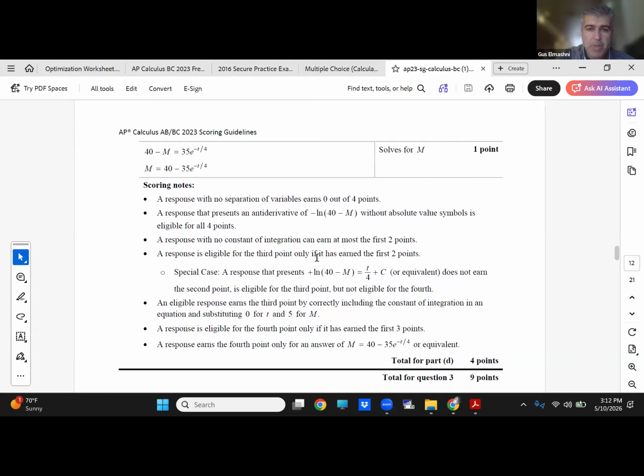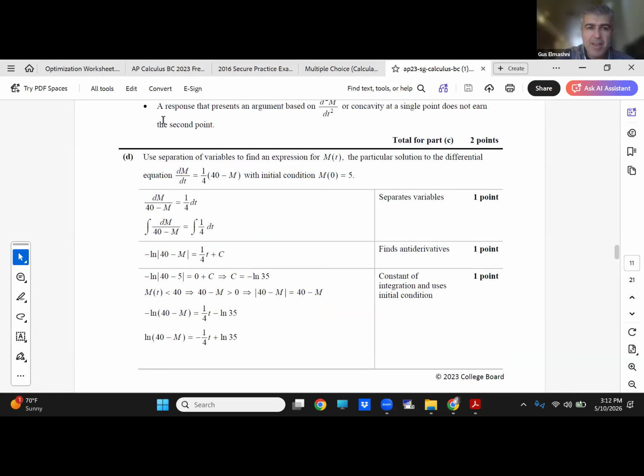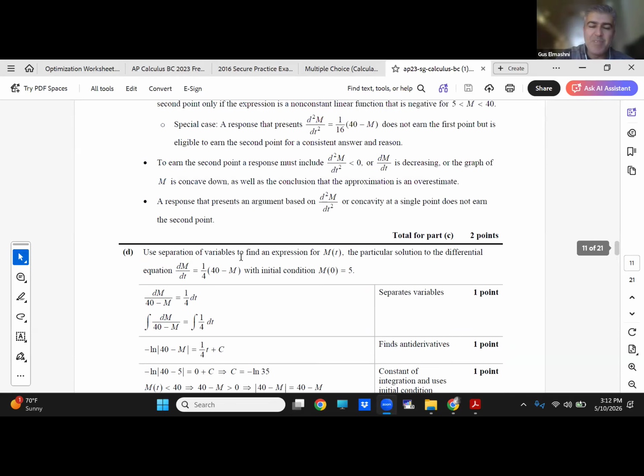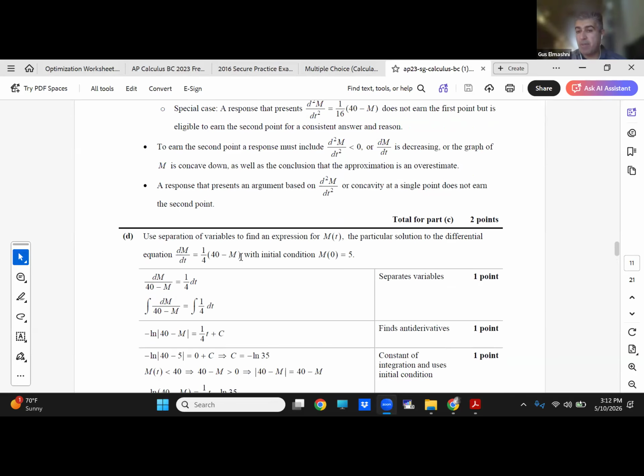But very important, you gotta do the separation first. It says you get nothing, absolutely nothing if you don't separate. So make sure you show that right away. Right, Eason? We talked about that. Okay. Anyhow, now we want the calculus stuff.